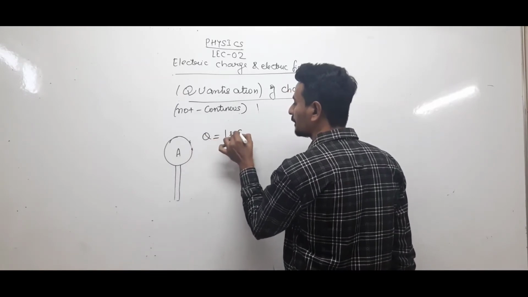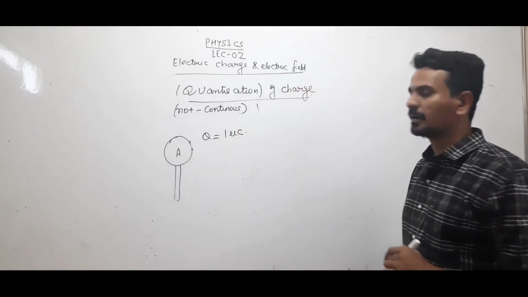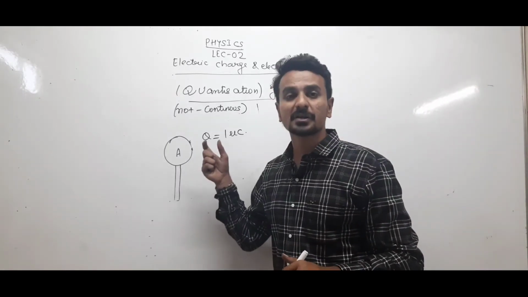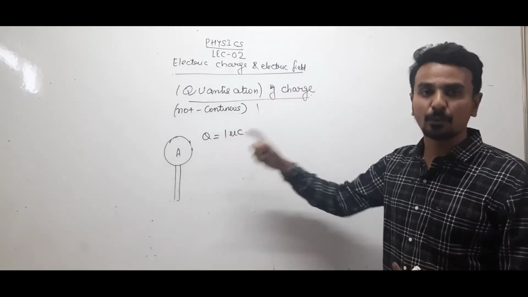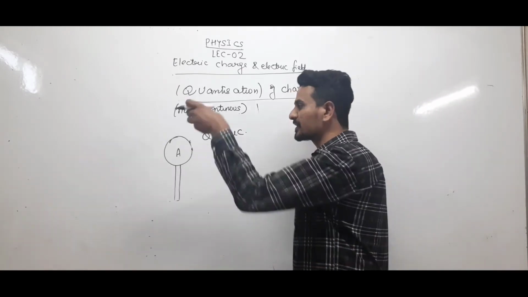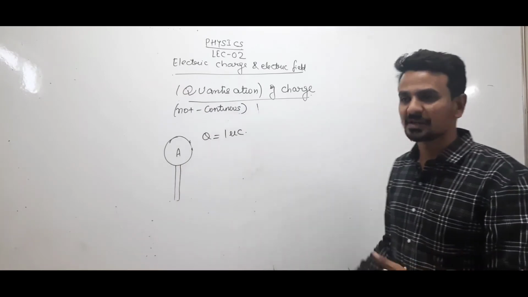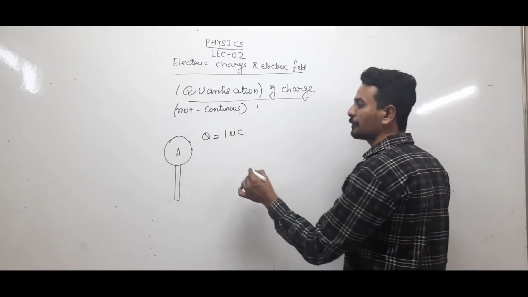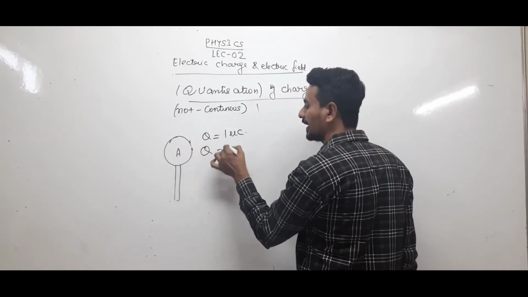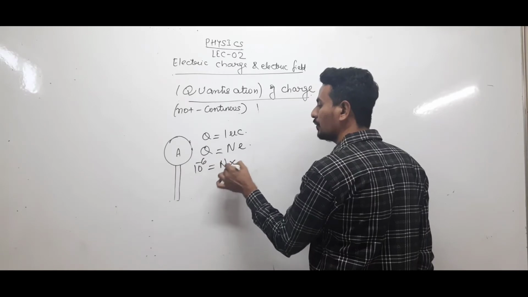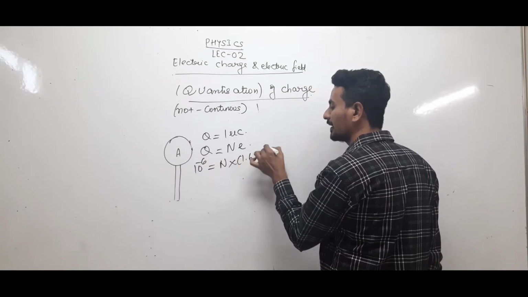1 microcoulomb of charge I want on the body A. For this, how many electrons should be transferred from one body to another? Because as I earlier said, you cannot deposit positive charge on the body. You just have to remove electrons in order to gain positive charge. So with the help of quantization, Q equals NE. So 10 raised to minus 6 equals N into 1.6 into 10 raised to minus 19.